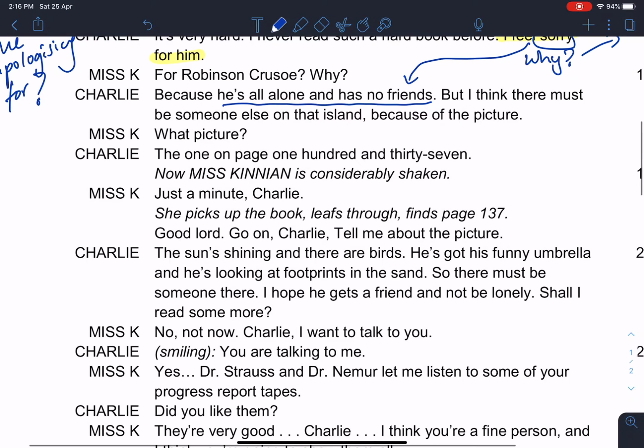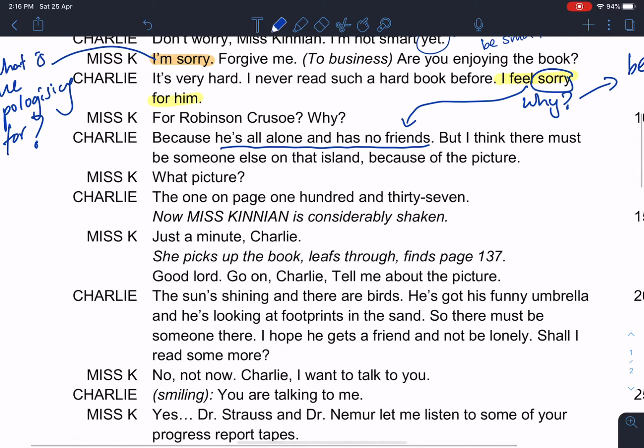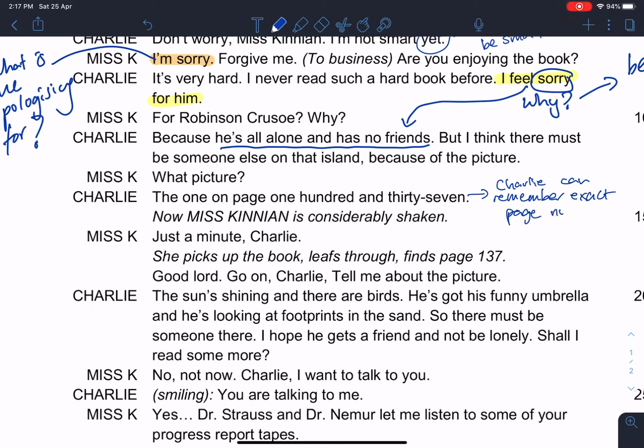Then after that, now we see something very interesting. Charlie tells Miss Kenyon that there must be somebody else because of the picture. Okay, fair enough. Miss Kenyon says, what picture? Charlie says, the one on page 137. Wait a minute, what is going on? Charlie can remember exact page numbers, right? Like, guys, even though I've taught this book before and I've looked at it a few times, there is no way I can remember what page this is. I might remember scenes, but I can't remember exactly what.